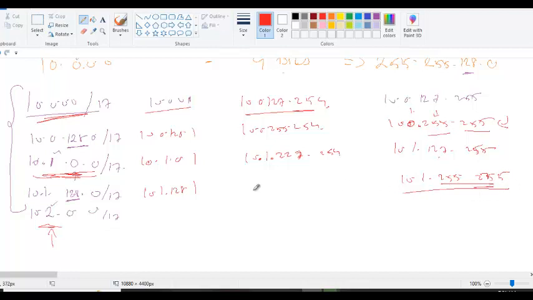10.1.255.254. Same way we have to write. See, first 4 is written very neatly. Any question on this? No questions? Let us go down.